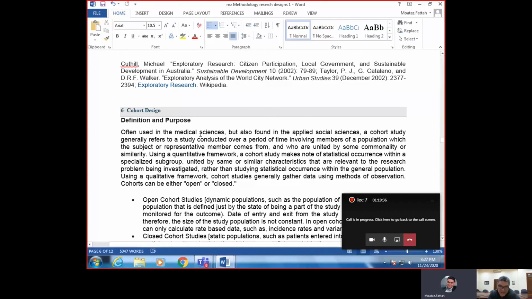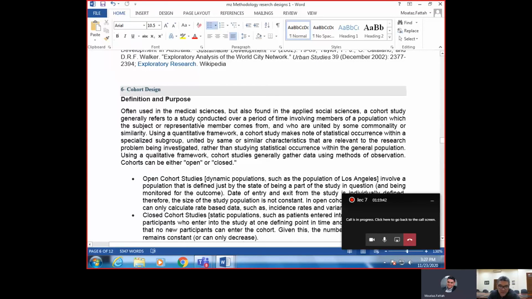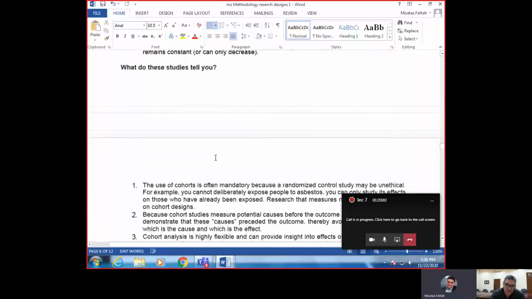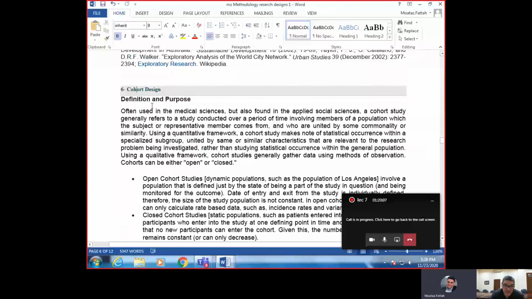Usually used in medical sciences, as I said, but often in applied social sciences too. A cohort study refers to a study conducted over a period of time involving members of a population which the subject or representative member comes from, and who are united by some commonality or similarity. Using usually a quantitative framework, we examine how something changes. Of course, guys, you are not going to do that in your research, but at least when you see it, don't get stunned.